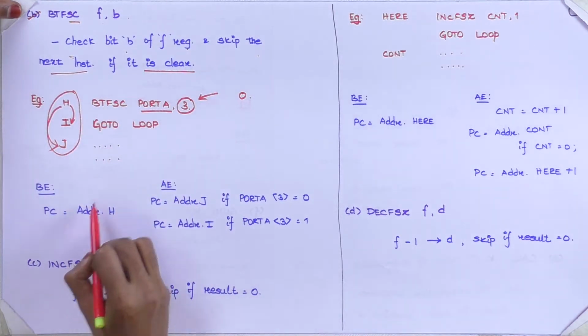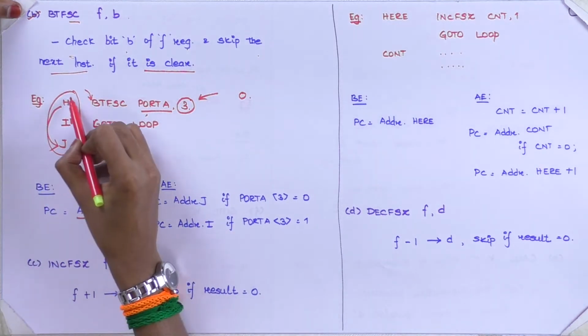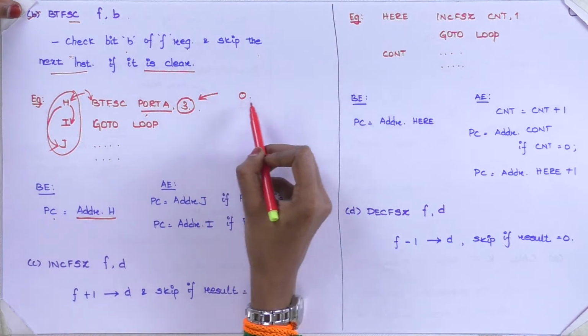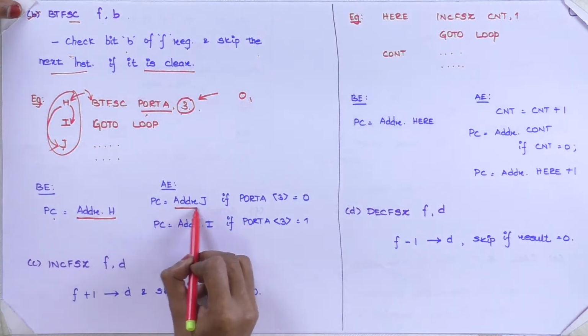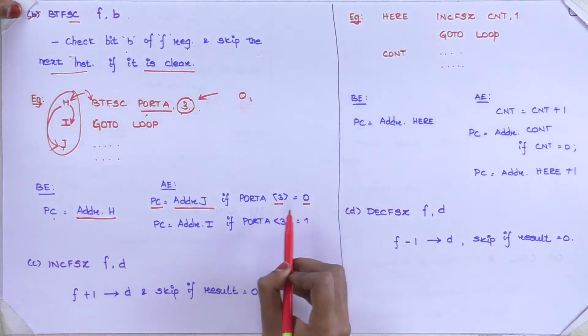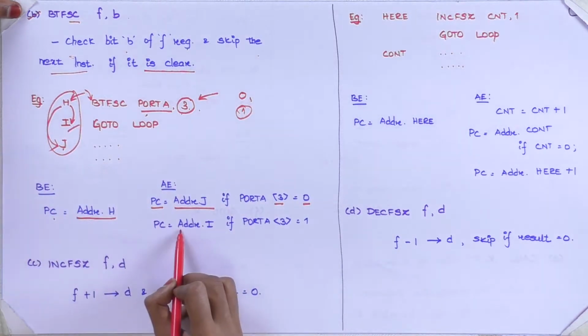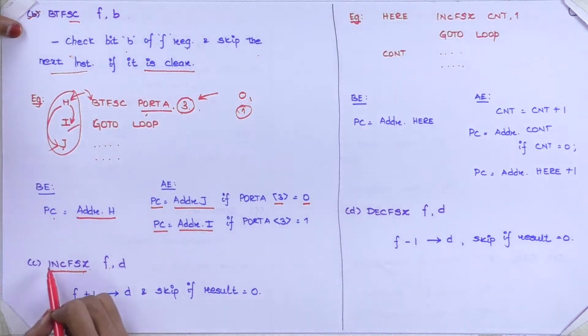Before executing this instruction, PC will have the address of this instruction, that is H. After executing this instruction, if bit number 3 is 0, it will skip on to J, so the address of J will be in PC. If not the case, which means the third bit is 1, it will execute the I instruction, so the I address will be in PC. The next instruction is INCFSZ F comma D. What this instruction will do is, INC means increment, and F means file register.